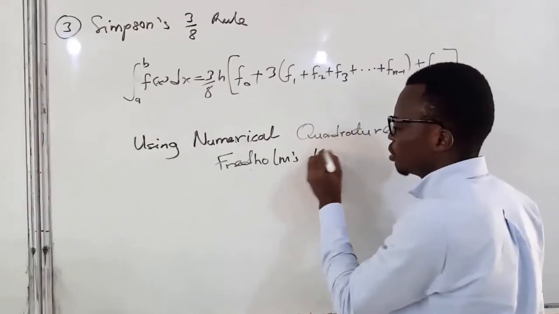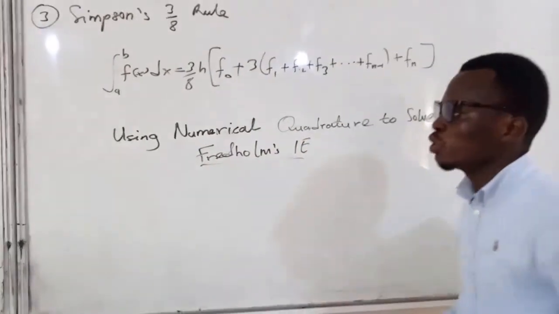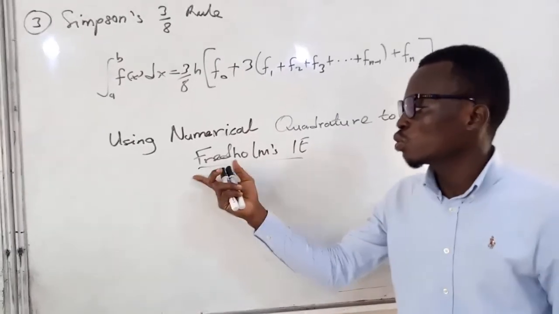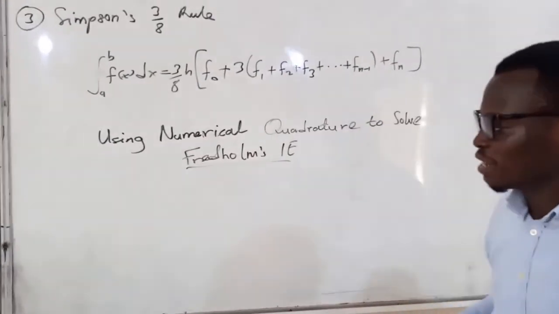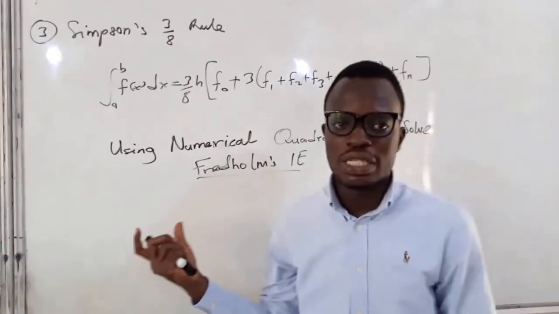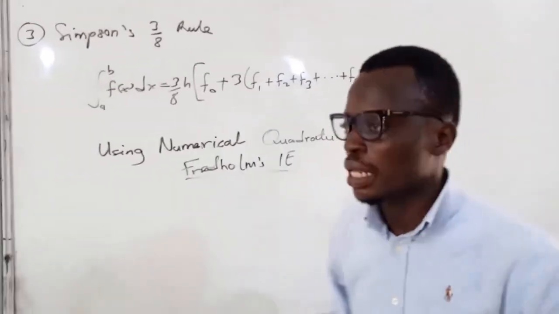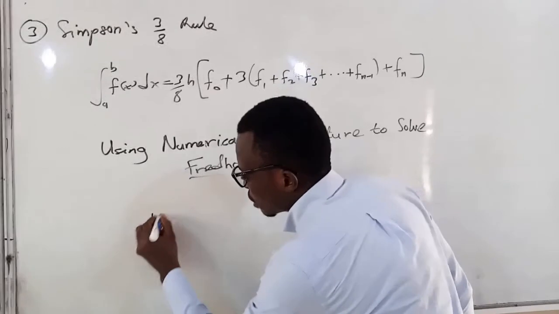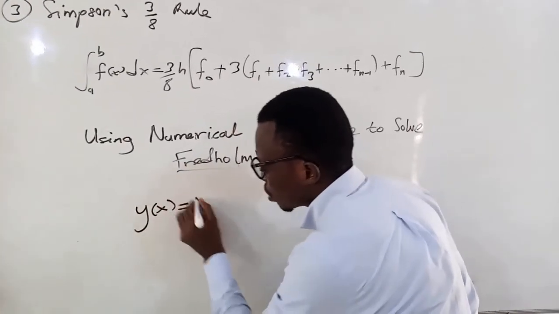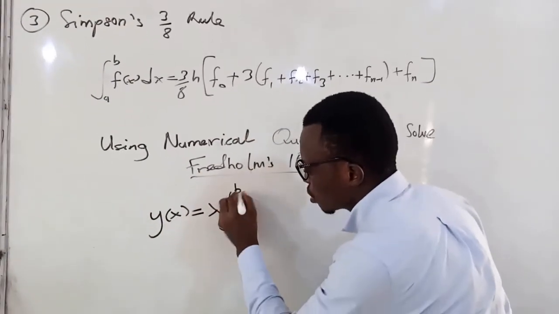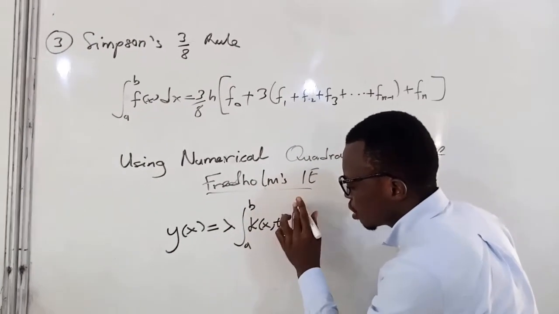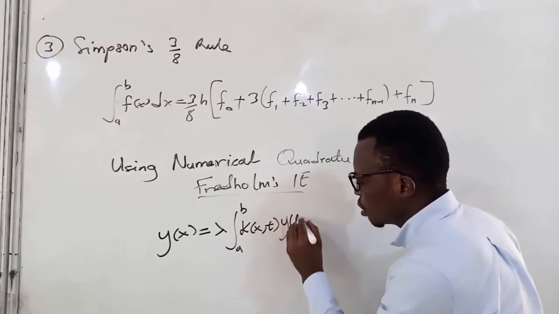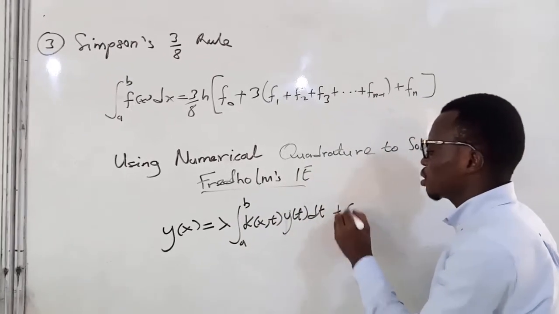Fredholm integral equation. We are going to use numerical quadrature to solve Fredholm integral equations. Let's assume that you are given a Fredholm integral equation of the second kind. Let's say y(s) equals lambda times the integral from a to b of k(s,t) y(t) dt plus f(s).